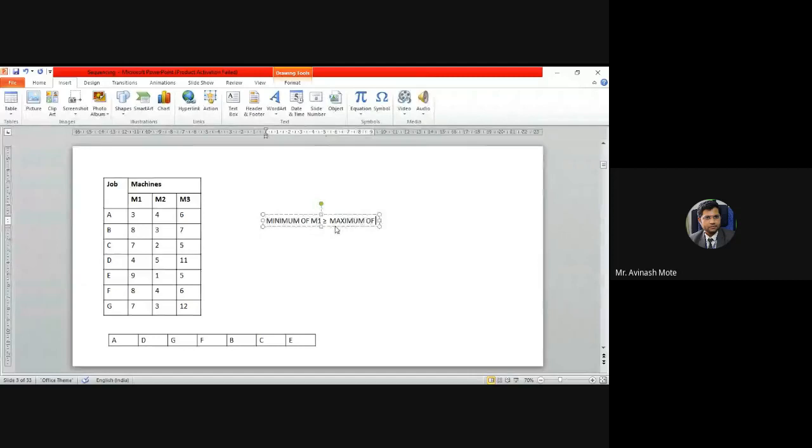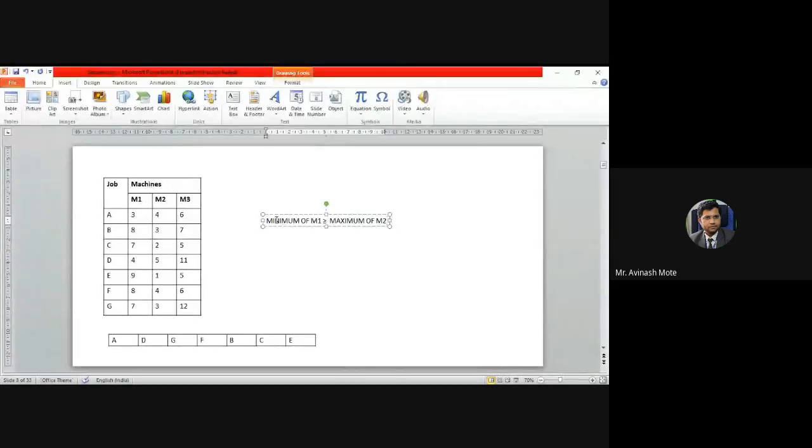Okay, this condition you will have to check first. Look here, minimum of your M1 should be greater than or equal to maximum of M2. Ete lakshat, okay? Tell me the condition here now. What is the minimum of M1?